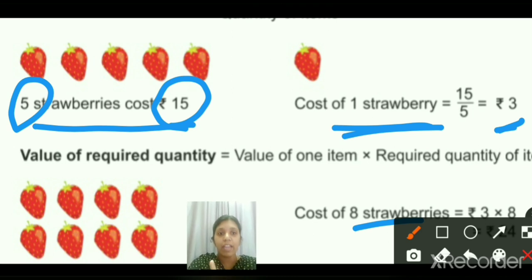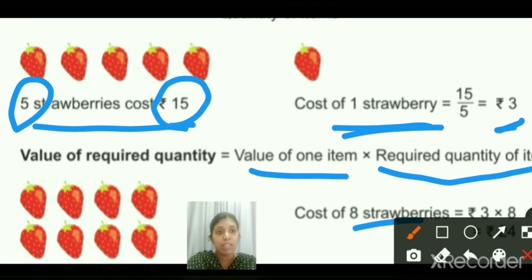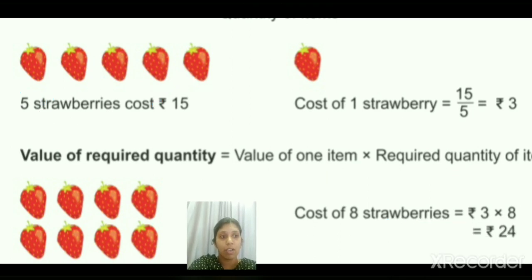After finding the cost of 1, we have to find the cost of the required quantity given. What is the value of the required quantity? It is the value of one item, that is the cost of one item, into the required quantity. The required quantity is 8 strawberries here. So we are finding for 8 strawberries. What is the value of one strawberry? The cost of one strawberry is 3 rupees. So how can we find for 8? 3 into 8, that is equal to 24 rupees, the cost of 8 strawberries.